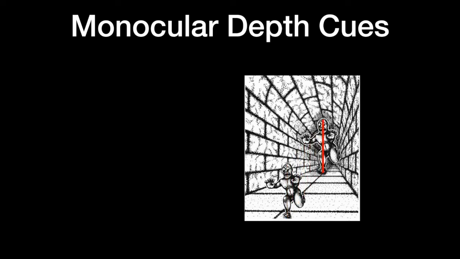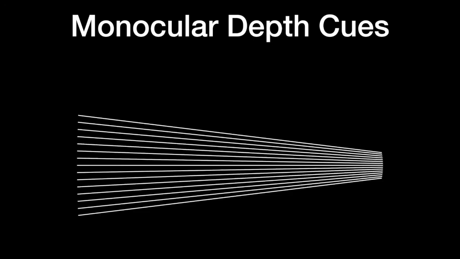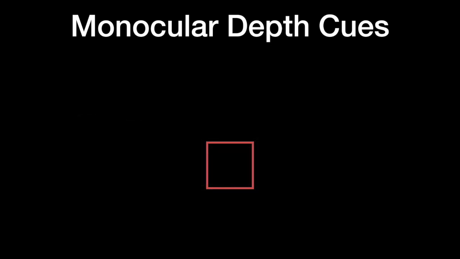Here's another example that shows the depth cue distort the size or shape of an object. These lines are interpreted in our brain that the right end is far away from us, whereas the left end is close to us. And this depth cue distorts the shape of the square.